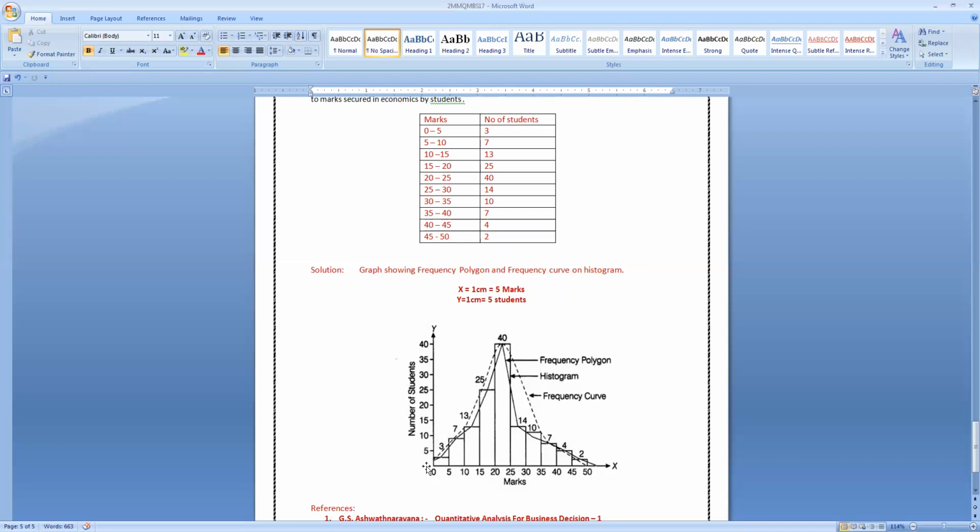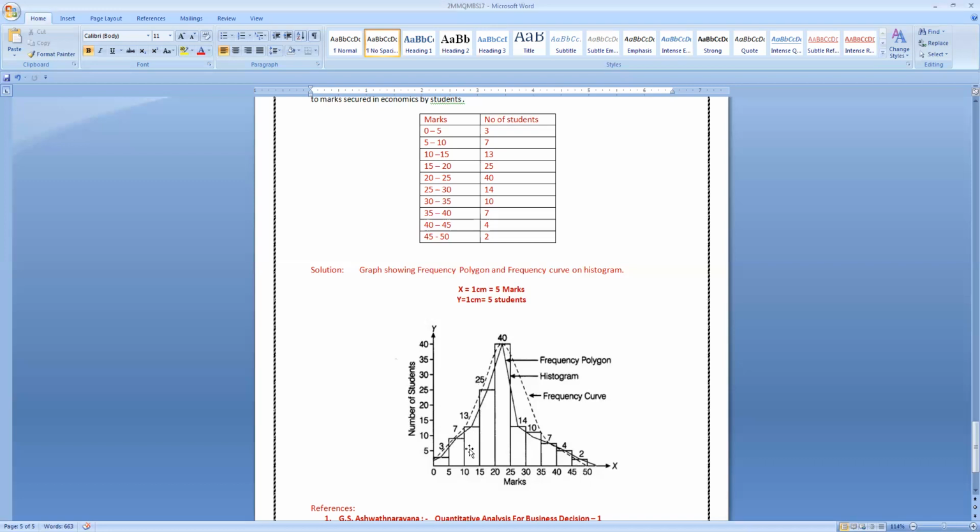Now we are going to construct the rectangles. From 0 to 5 till 3 we mark one rectangle, then 5 to 10, opposite to that, it is 7. So after 5 we mark 7 students, then 10 to 15 it is 13, 15 to 20 it is 25, 20 to 25 is 40, then 25 to 30 it is 14, then 30 to 35 it is 10, 35 to 40 it is 7, then 40 to 45 is 4, then 45 to 50 it is 2.